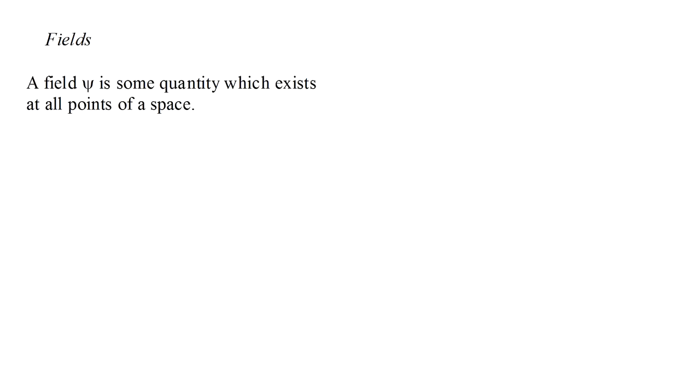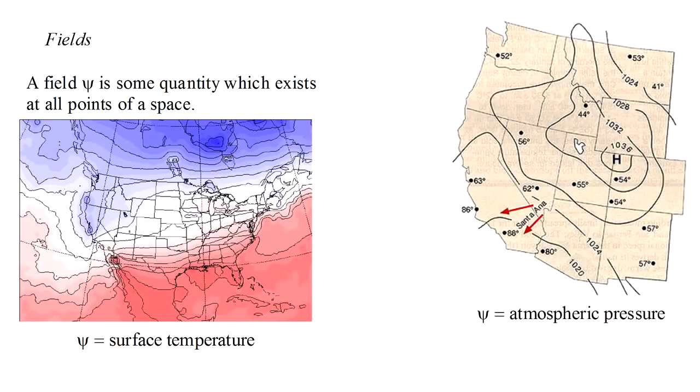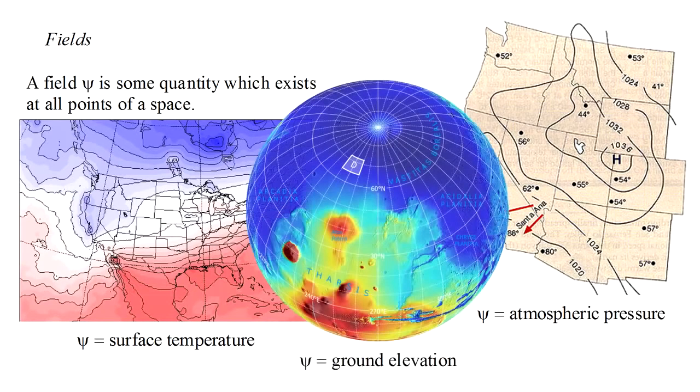Wave equations describe the behavior of fields. A field, which, following Schrodinger, we'll denote by Greek letter psi, is simply some quantity which exists at all points of a space. An example is the field of Earth's surface temperature. At any point on Earth, this field's value is simply the temperature at that point. Atmospheric pressure defines another field, as does ground elevation. For any field, physics seeks an equation to describe its behavior.